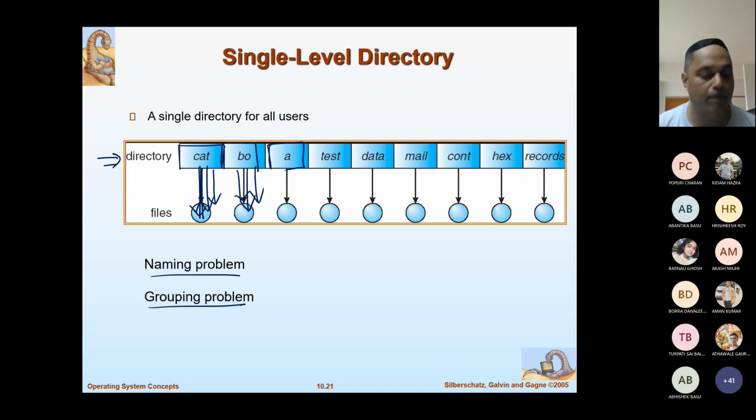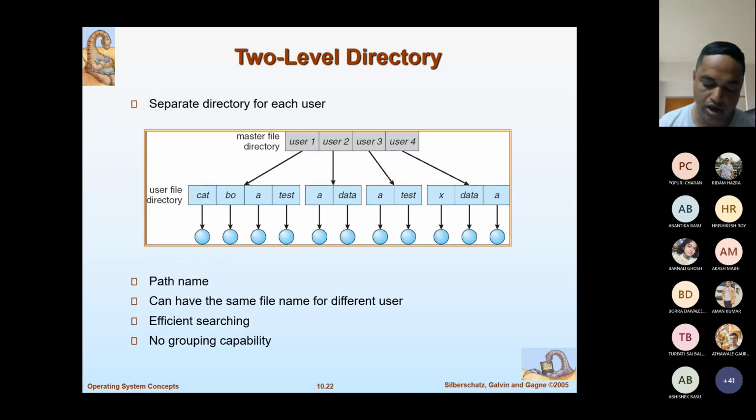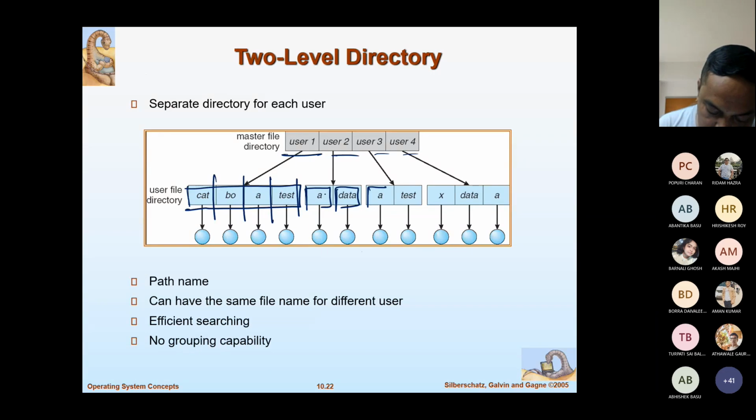The next one is the two-level directory, where you have user 1, user 2, user 3, user 4. User 1 has this group. This is one subdirectory, this is another subdirectory, this is another subdirectory, and another. These two subdirectories are under user 2. These two subdirectories are under user 3. These three subdirectories are under user 4. Cat is one subdirectory, and under cat, this is the file. Under BO, this is the file. Under A, this is the file. Under text, this is the file.